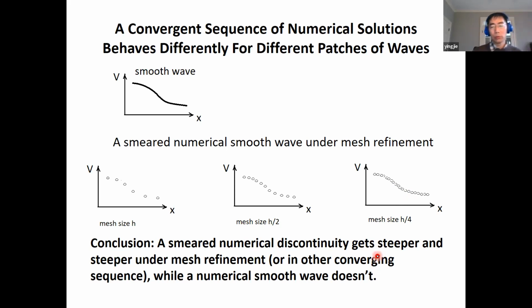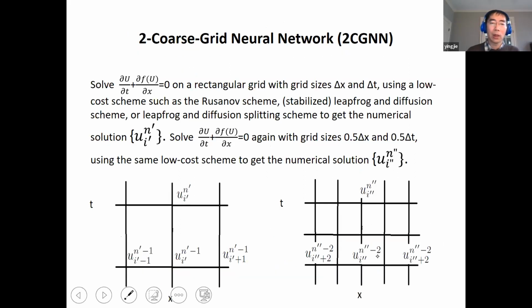So from this dramatic difference of approximating property by numerical solutions, we can use them to help the neural network to distinguish a discontinuity from a very steep smooth wave. So that's our basic motivation. Now we're going to design a two-coarse grid neural network. So we still try to solve this.